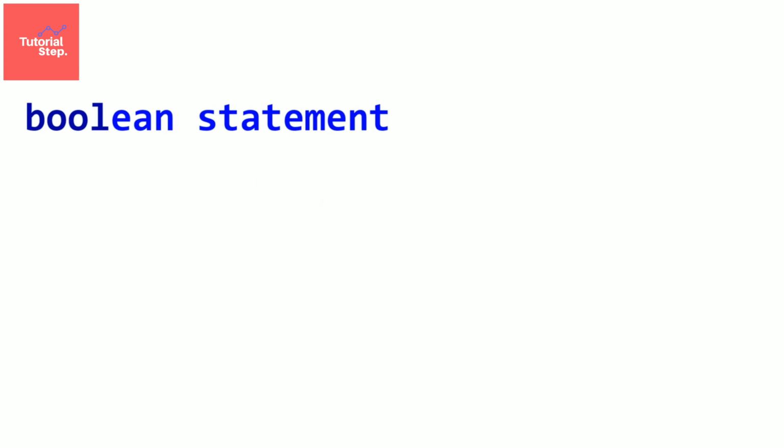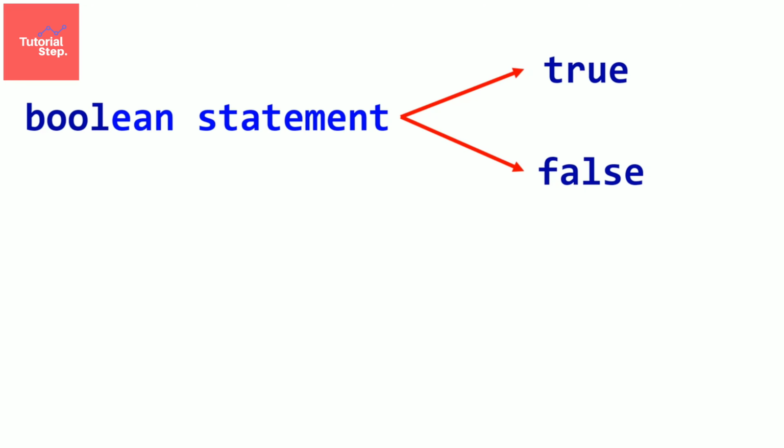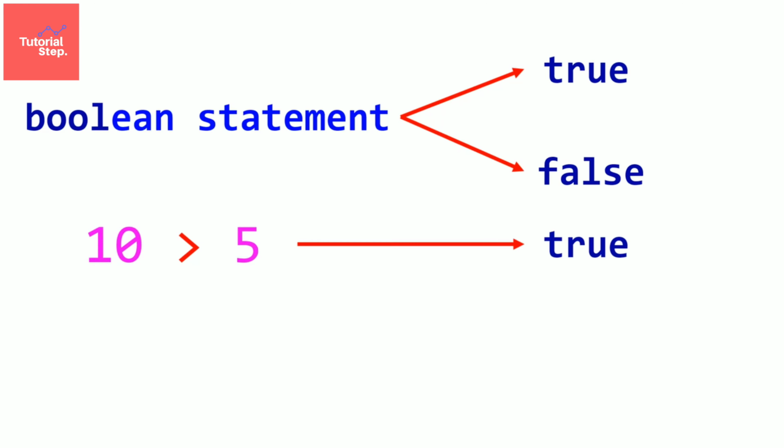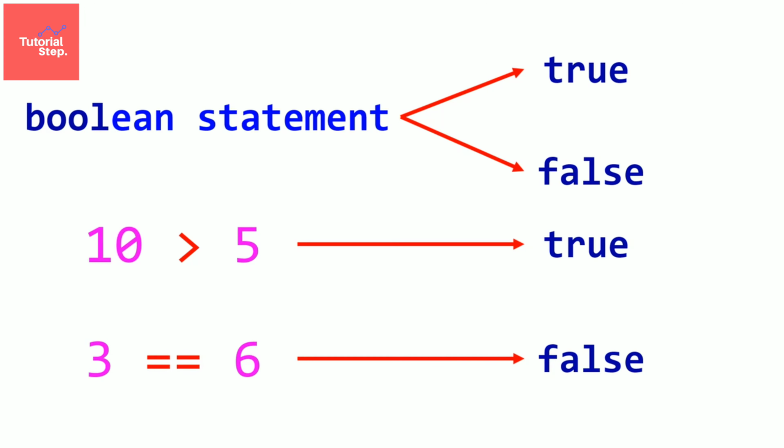Welcome to this video where we will talk about the boolean data type. First, you have to know what a boolean statement is. A boolean statement is a statement that can be either true or false. That's it. For example, if I tell you 10 is bigger than 5, it's true, and it's a boolean statement. If I tell you 3 is equal to 6, it's false, and it's a boolean statement.